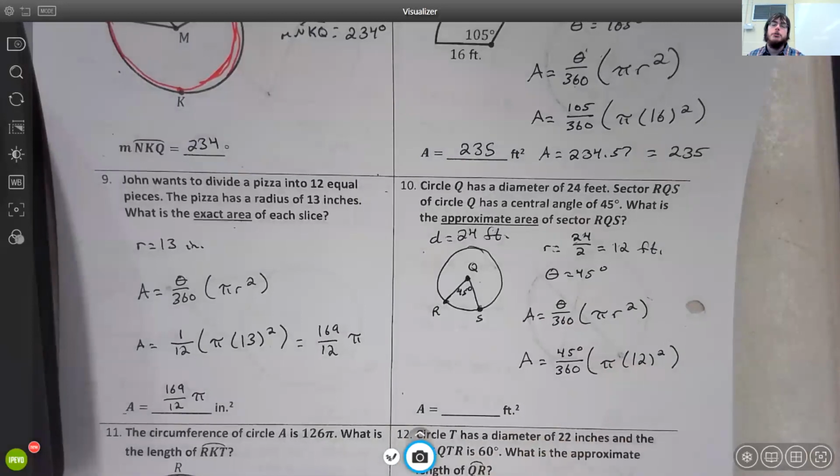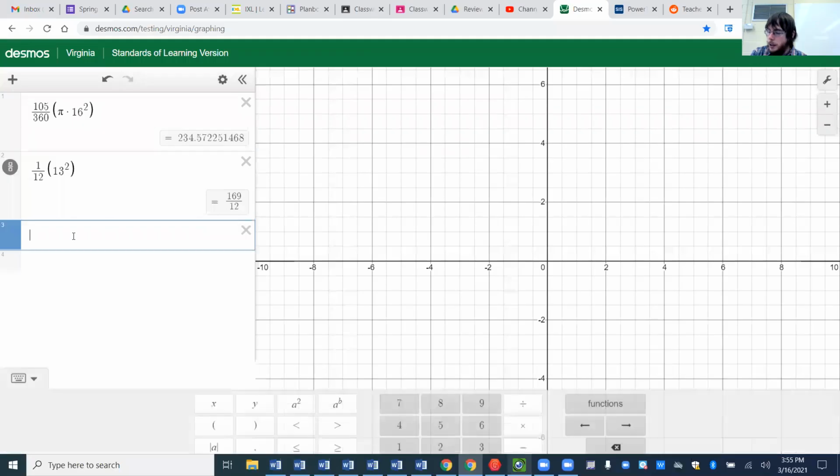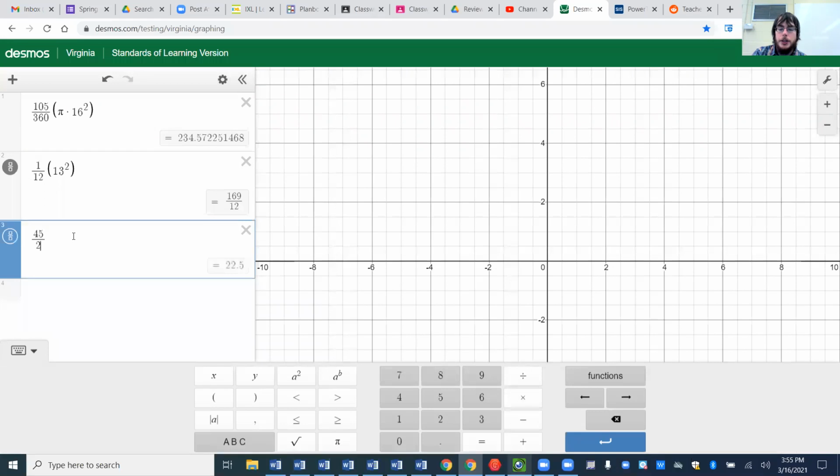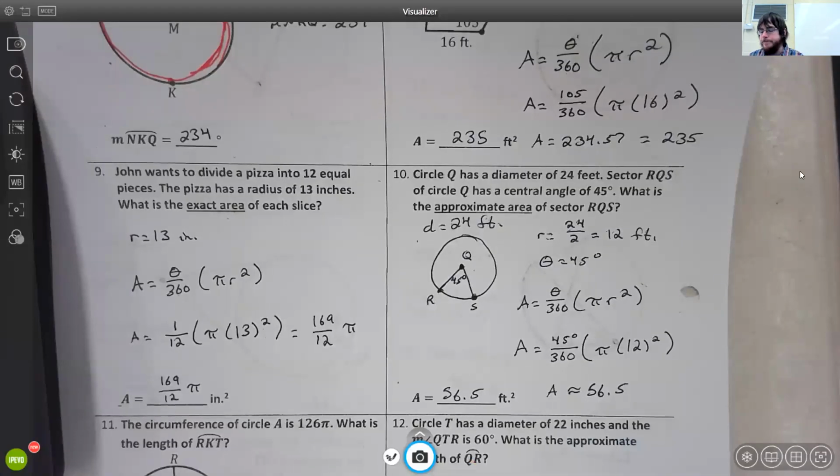And it wants the approximate area, so you can just throw everything into the calculator. So we put 45 divided by 360 times pi times 12 squared. And so we get our approximate area is 56.5 when rounded to the nearest tenth. Okay.